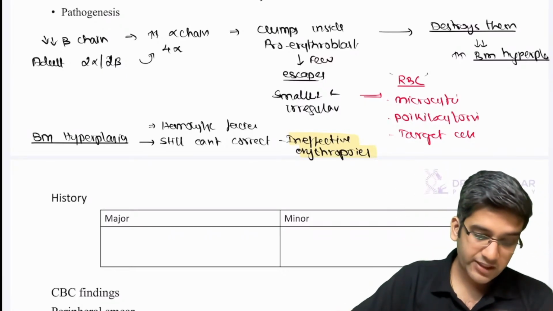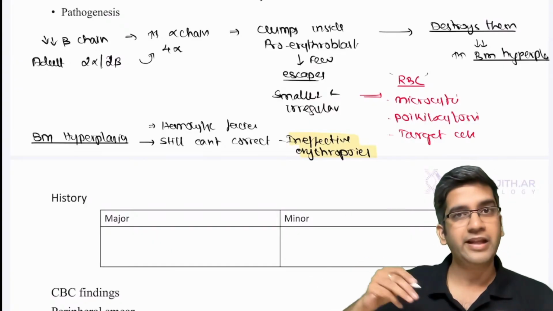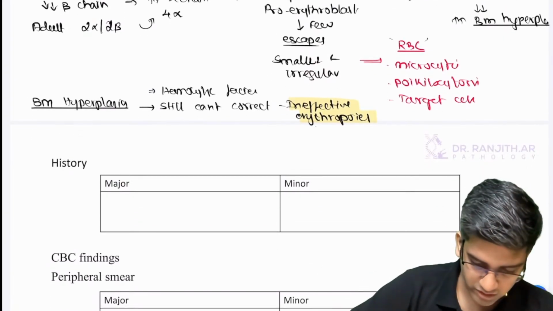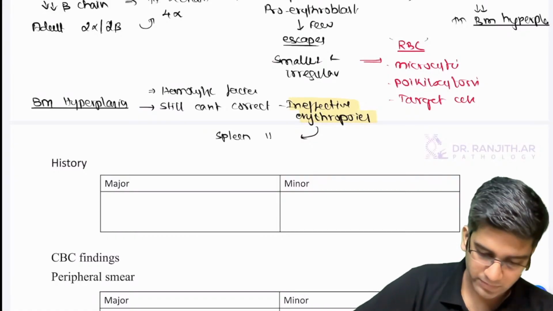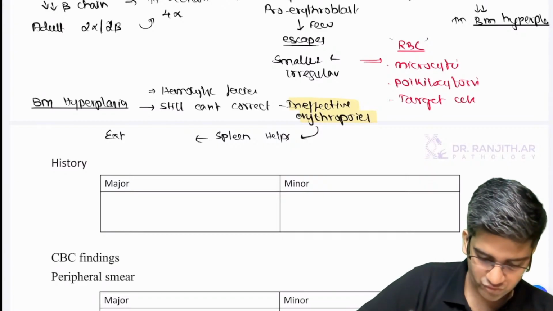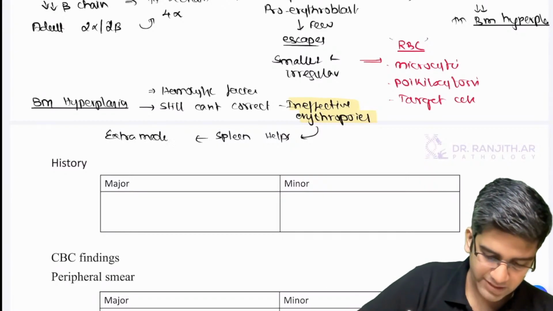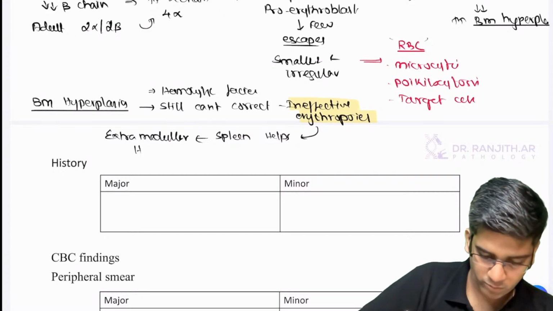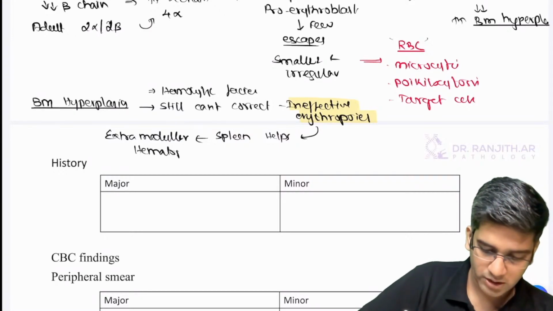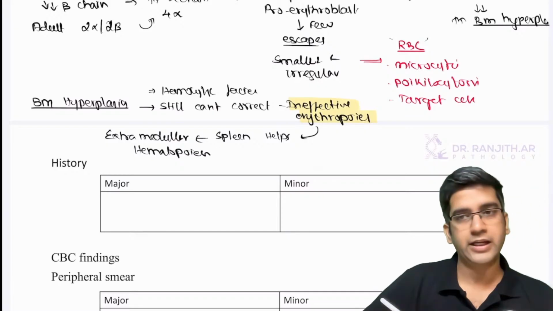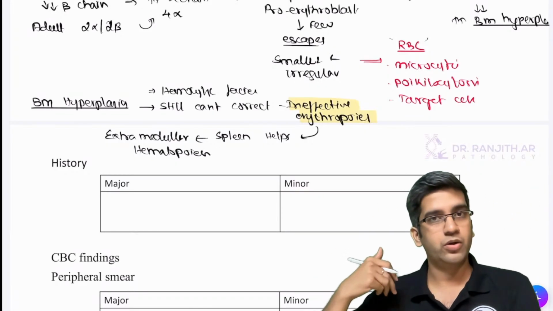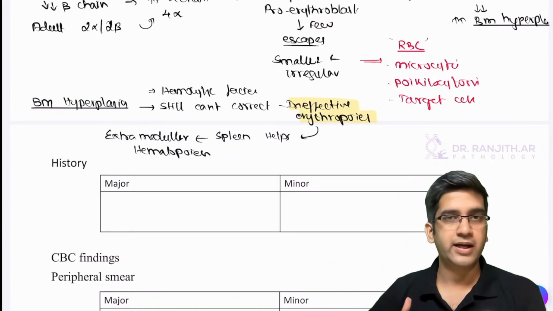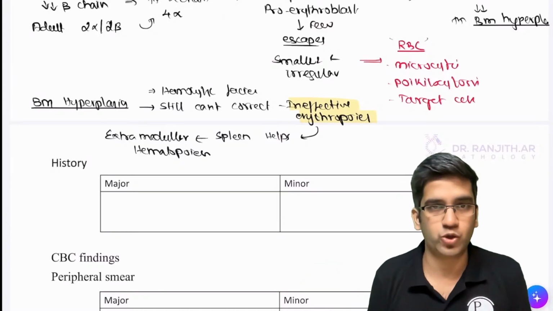If it's an ineffective erythropoiesis, who will come and help me? Spleen. Because of this, the spleen helps in RBC production. That's why you have extramedullary hematopoiesis, which results in a splenomegaly. Here the problem is not destruction in the spleen, destruction is in the bone marrow. But still, I'll have a splenomegaly because of extramedullary hematopoiesis, right?